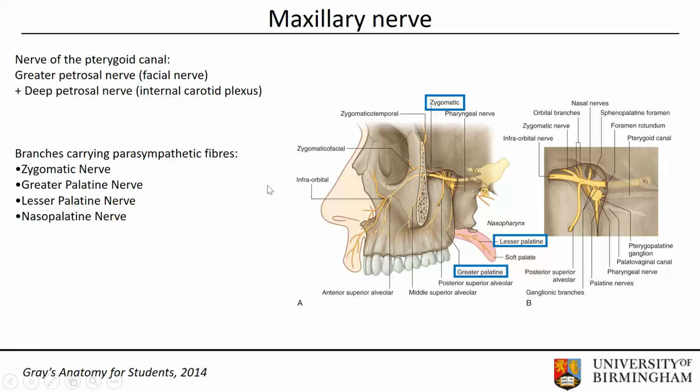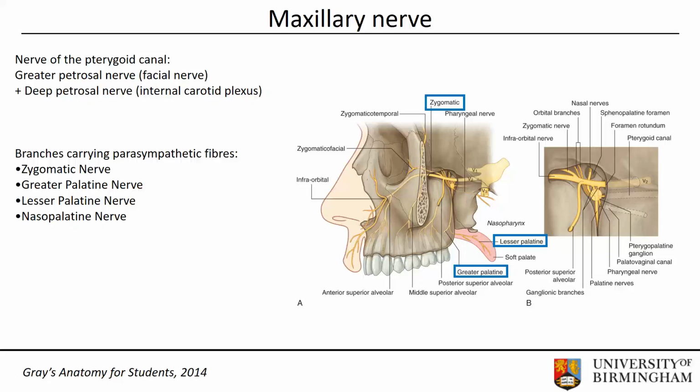Now, the nerve of the pterygoid canal. This one originates in the middle cranial fossa, when the greater and the deep petrosal nerves meet. The greater petrosal nerve is a branch of the facial nerve, and the deep petrosal nerve is a branch of the internal carotid plexus. When they meet, they create the nerve of the pterygoid canal.